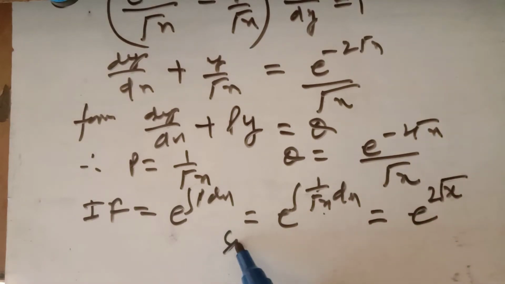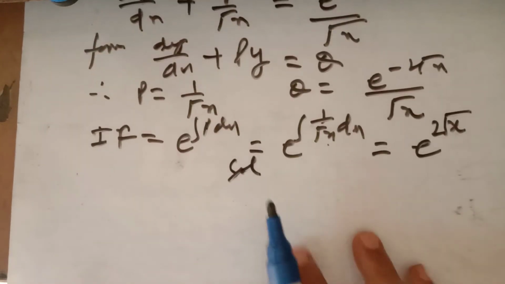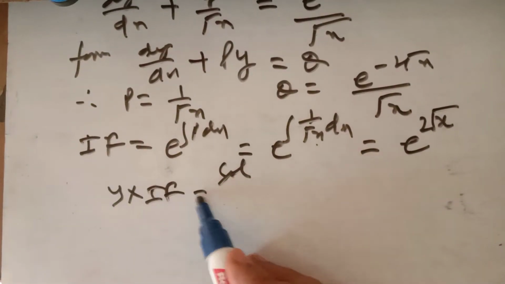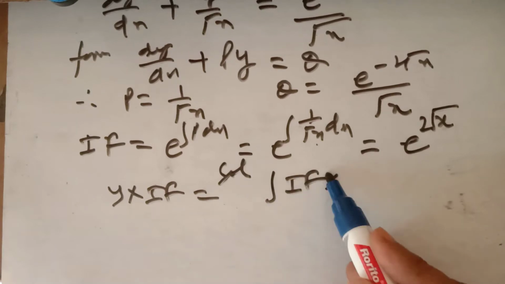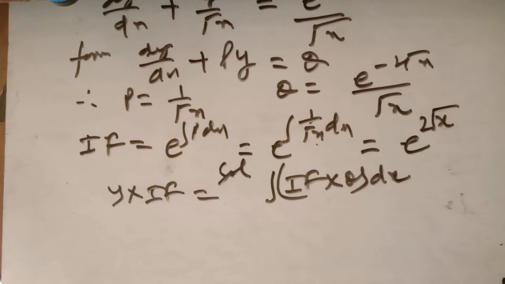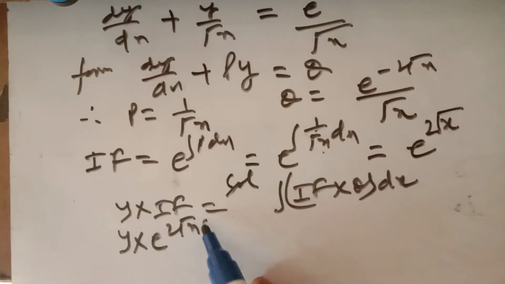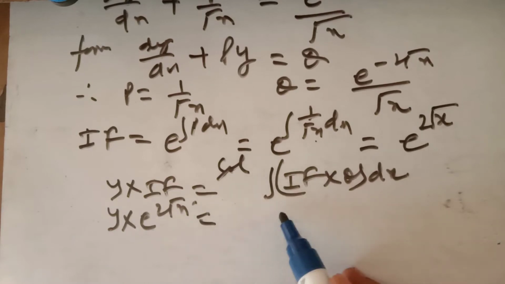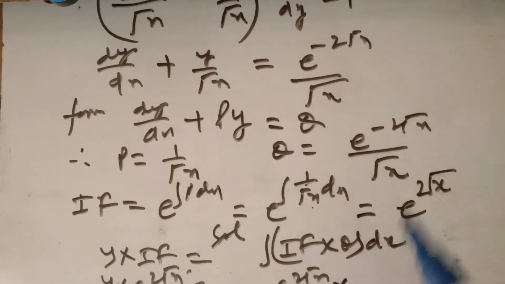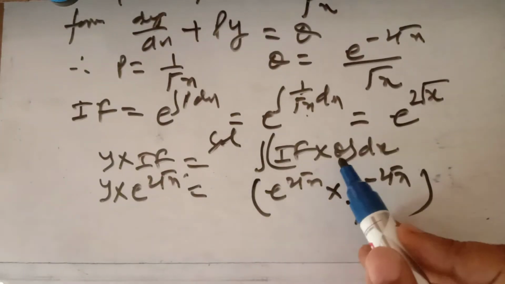Now the solution of this differential equation, we know, is y into integrating factor equal to the integral of integrating factor into q with respect to x. This is the solution of this differential equation. So y into e to the power 2 root x, this is the value of the integrating factor, is equal to the integral of e to the power 2 root x into q. Q is this e to the power minus 2 root x upon root x. This is the value of q.